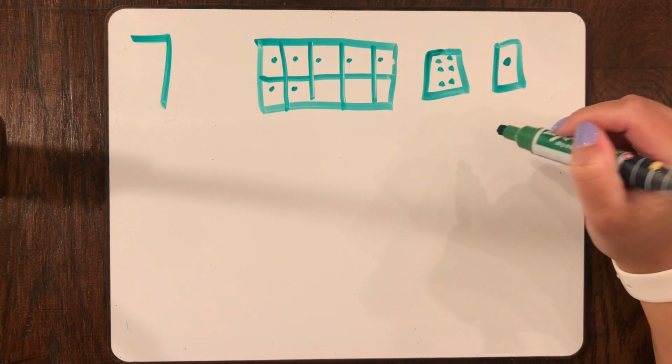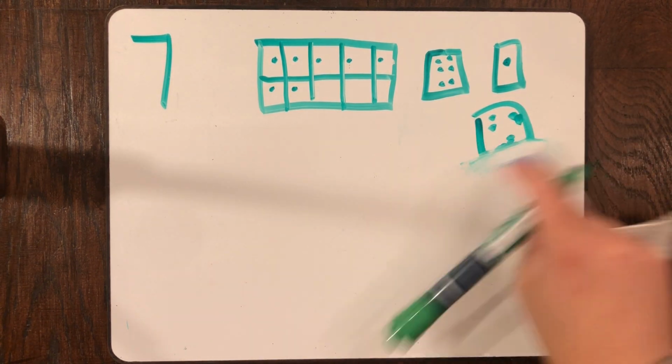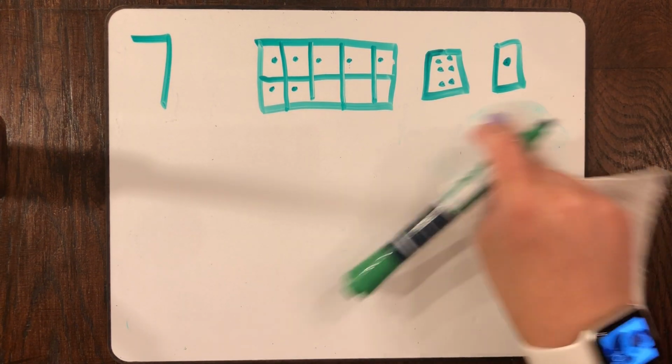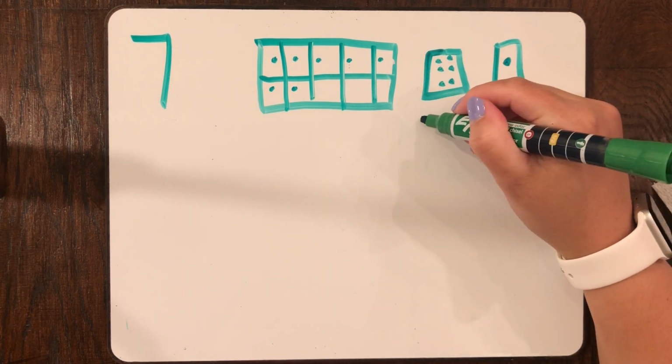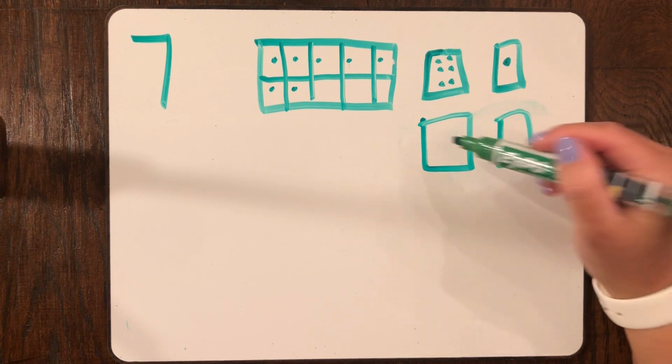And look, my dice look like a real dice. I'm not doing 6 dots wherever I want. I'm drawing the dots like they would look on a real dice. Now, if I wanted to, I did not have to do 6 and 1. There are other ways to show 7. What's another way? 4 and 3.